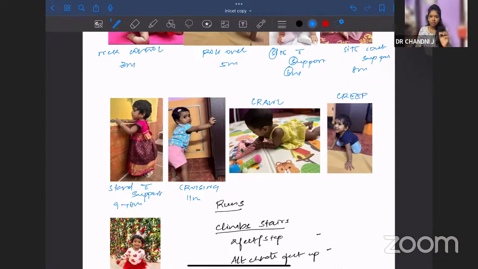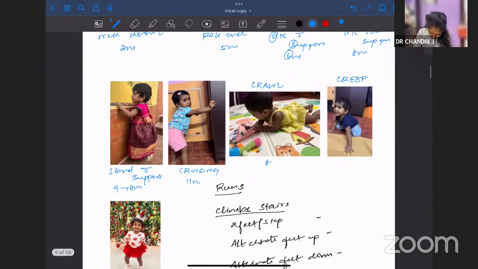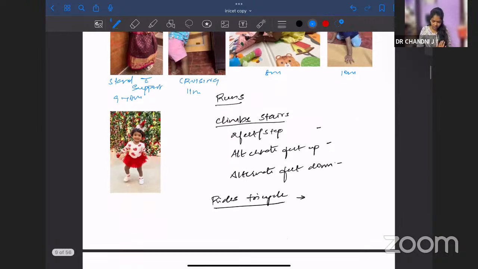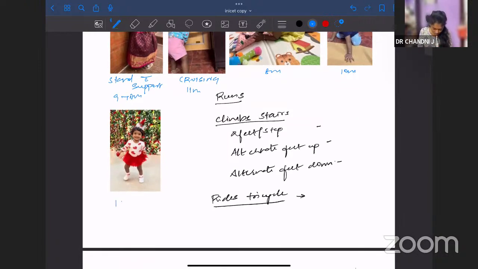Okay. So just to remember this, you'll have a lot of confusion in this. You remember commandos. What do commandos do? They crawl. So commandos crawl. Abdomen on the ground is crawling. Abdomen off the ground is creeping. Okay. So crawling around 8 months, creeping around 10 months. Clear with this? Then, now the baby is standing without support and trying to take a few steps. So this is around 12 to 13 months.